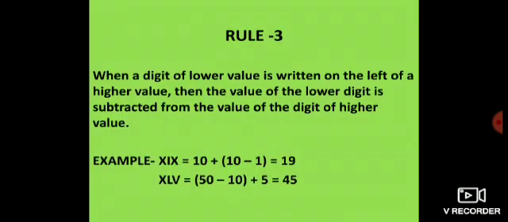Rule number 3. If a lower value digit is written on the left of a higher value digit, then we subtract the value of lower digit from the value of higher digit. For example, XIX. Now X means 10 and IX means 10 minus 1, which is 9. So it means 10 plus 9, which gives us 19. XLV. Now XL here means 50 minus 10, that is 40. So 40 plus 5 is 45.